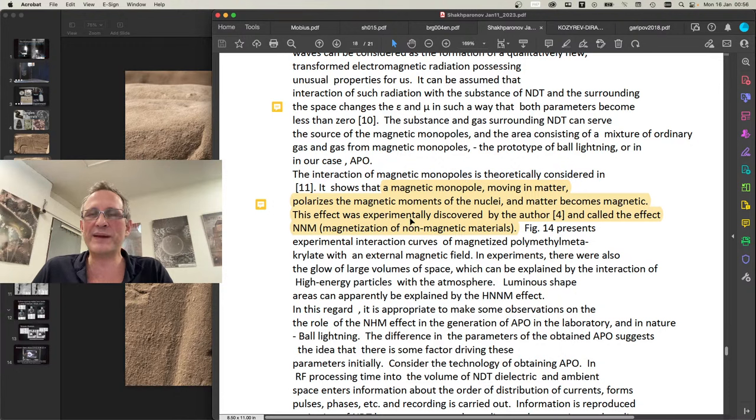So, again, repeating. A magnetic monopole moving in matter polarizes the magnetic moments of the nuclei, and matter becomes magnetic. This effect was experimentally discovered by the author and called magnetization of non-magnetic materials.